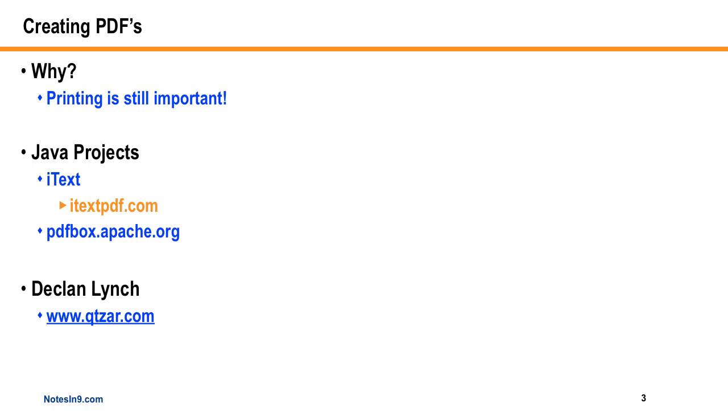So there's two projects of interest. We're going to talk about iText specifically in the demo. And iText is at itextpdf.com. There's another one called pdfbox.apache.org. I've not looked at that one. I believe that has a little better licensing. iText has a commercial license, and I think there's also a free GPL3 license, etc. So that's what we're going to focus on here.